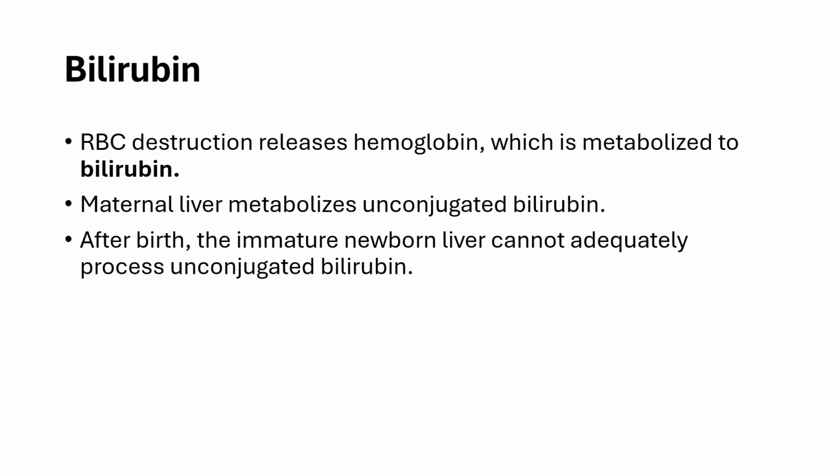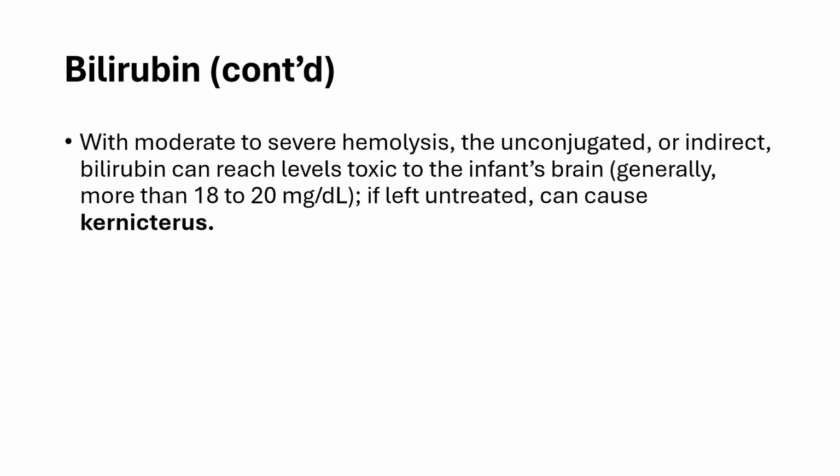For bilirubin metabolism and hemolytic disease, red blood cell destruction releases hemoglobin, which is metabolized to bilirubin. The maternal liver metabolizes unconjugated bilirubin during the pregnancy, but after birth, the newborn's immature liver cannot adequately process unconjugated bilirubin, which can lead to a buildup. With moderate to severe hemolysis, unconjugated or indirect bilirubin can rise to toxic levels, which would be greater than 18 to 20 milligrams per deciliter. If left untreated, this can cause kernicterus, which is a type of brain damage in infants.